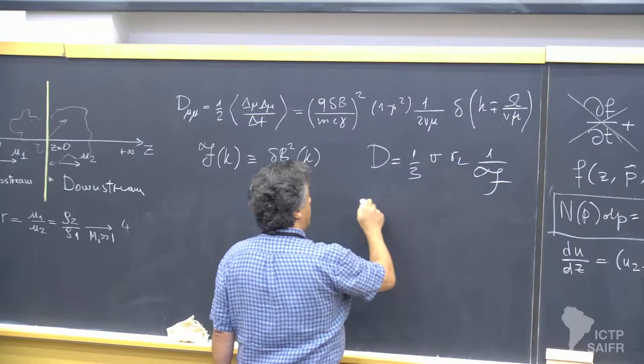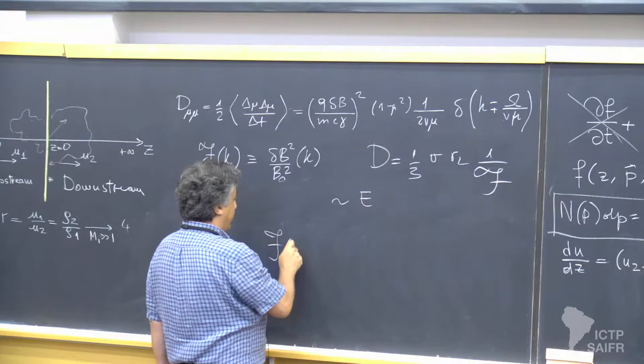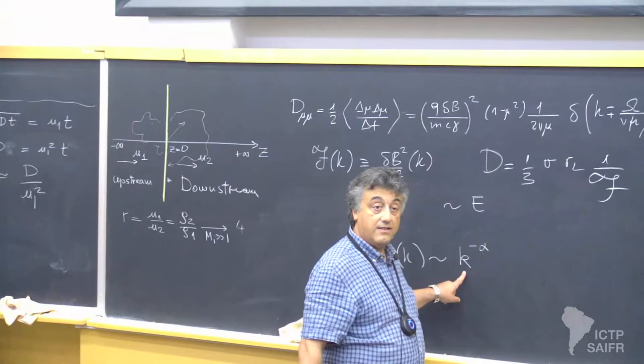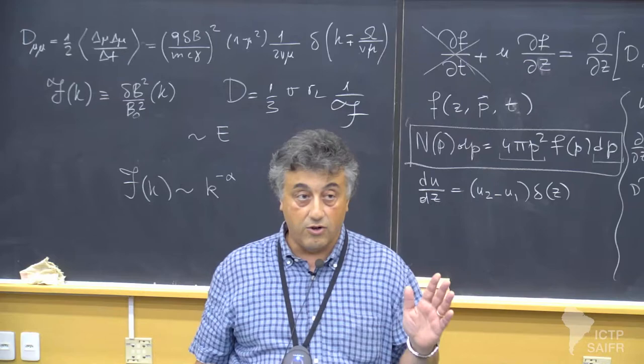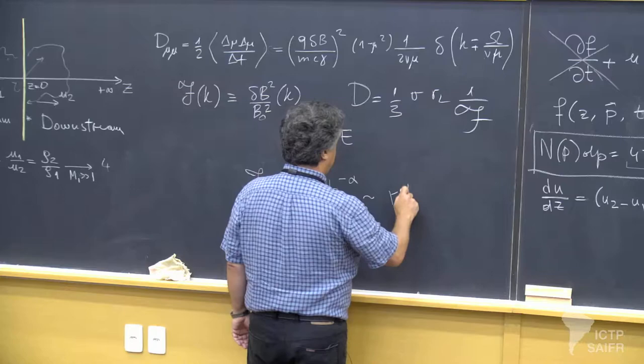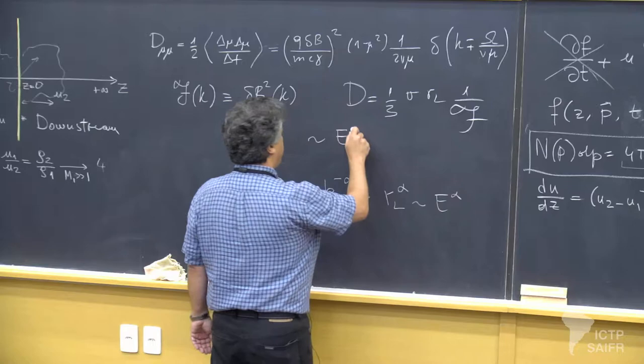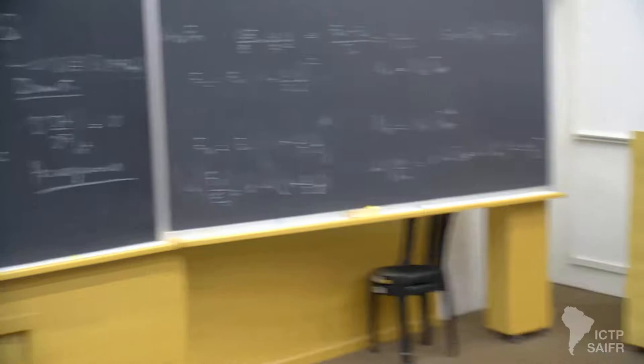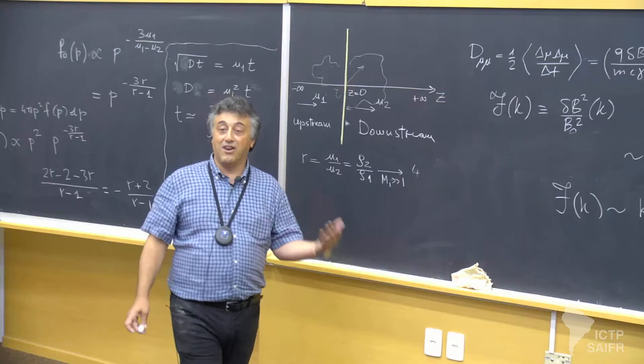What about F? This F of k typically has a dependence of the type k to the minus some power alpha. But you remember that k is calculated at the resonance. So it's calculated at 1 over the Larmor radius. So in the end, this is proportional to the Larmor radius to the alpha, which is energy to the alpha. So you see immediately from here that the diffusion coefficient is bound to be a growing function of energy. So already from here you see that in order to make this small, it's going to be harder and harder when the energy increases. Okay?